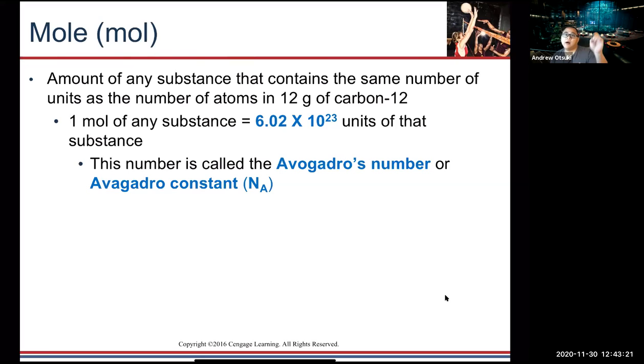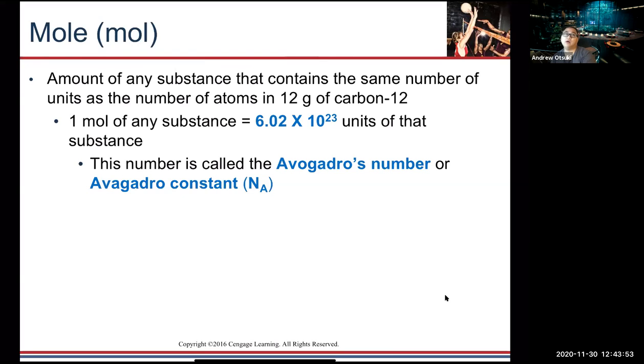So we say that if we have 12 grams of carbon-12, we have 1 mole of the substance. Any amount that contains the same number of units of anything as 12 grams of carbon, we call that 1 mole. It has been determined by Avogadro to be this humongous number, 6.02 times 10 to the 23rd units of that substance.